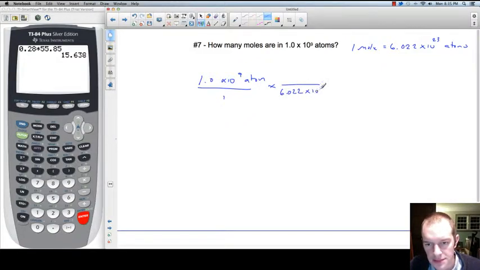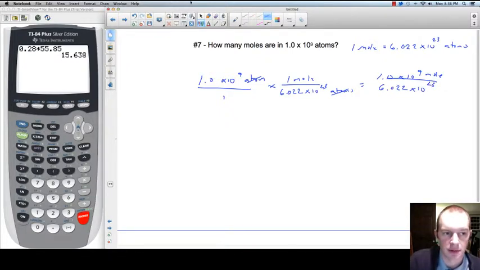6.022 times 10 to the 23rd atoms for every 1 mole of whatever substance that might be. Now your atoms are going to cancel. What you're left with is the unit for moles, so that's going to be equal to 1.0 times 10 to the 9th moles divided by 6.022 times 10 to the 23rd.